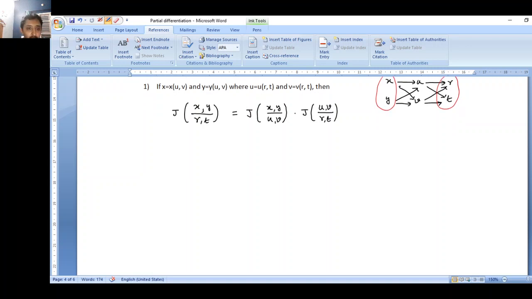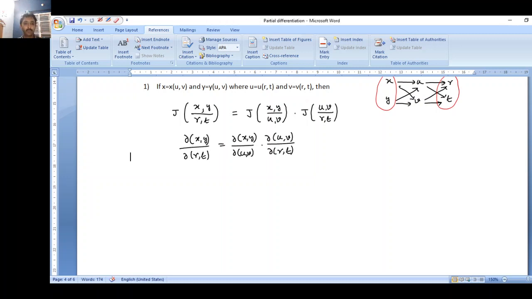Probably if you write this using the other notation that I showed you a little earlier, dou of x comma y by dou of r comma t is going to be equal to dou of x comma y by dou of u comma v times dou of u comma v by dou of r comma t. This is exactly the first property that I want to discuss, which talks about the Jacobian of composition of functions, right?